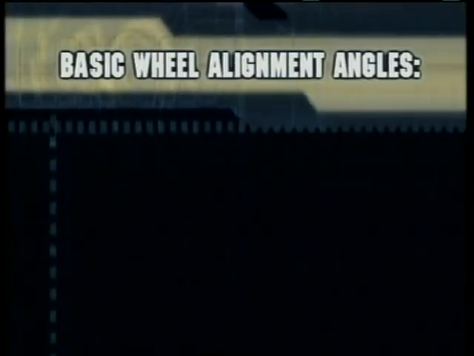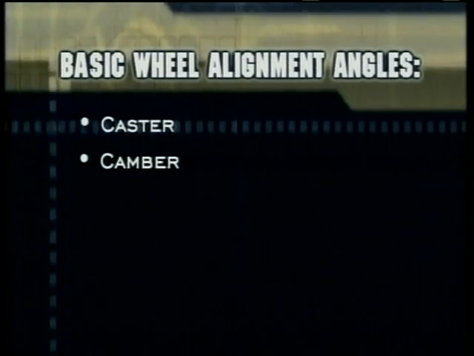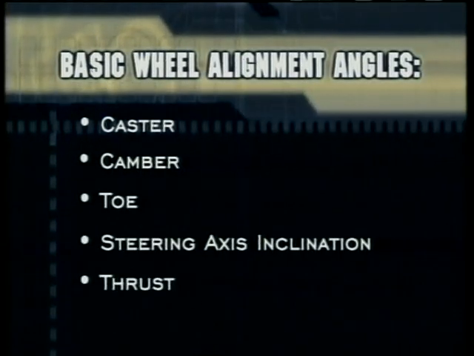With the frame back to factory specifications, you can begin wheel alignment. Wheel alignment involves the final adjustment of the steering and suspension systems. If structural body repairs were made properly, this is a relatively simple task. The basic wheel alignment angles include caster, camber, toe, steering axis inclination, and thrust.